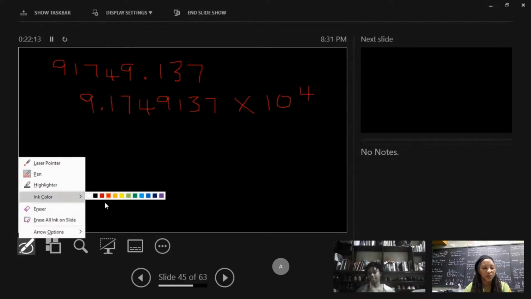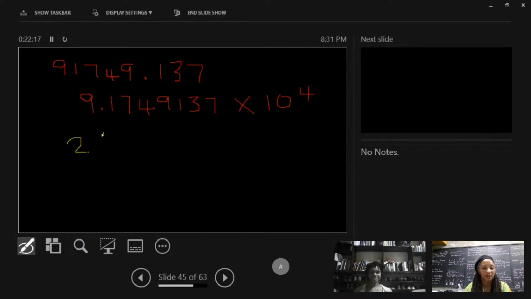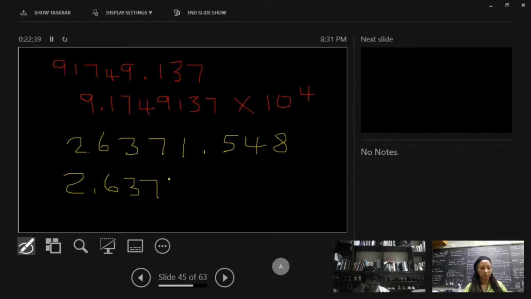All right. So that's your first one, Asar. So that would be 2.6371548. And then we multiply it by 7 to get it back. So times 10 to the 7th power. No, sorry. Times 10 to the 4th power. Okay. So we need it back to here. So that's 1, 2, 3, 4. Okay.